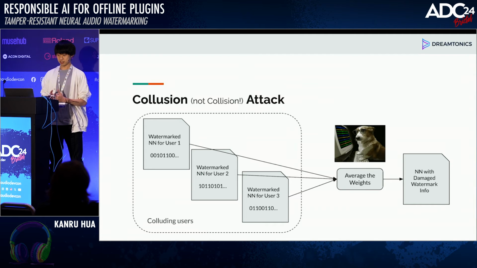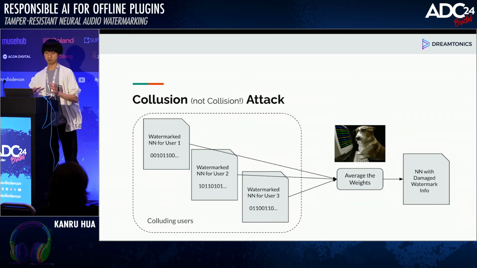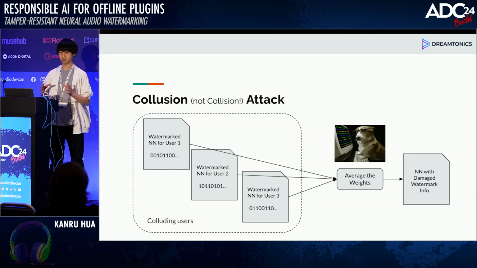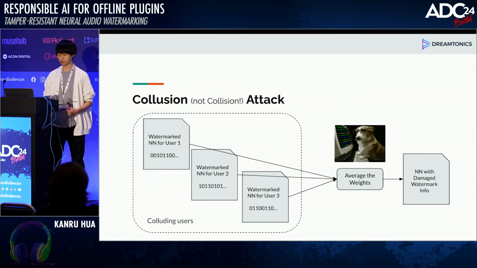The collusion attack means there could be more than one malicious user colluding together. Each of them gets a different neural network, and then they gather their networks together, take all the weights and take the average of all the networks. Since the way we're generating the watermarks is random, there's a good chance that the average neural network is still somewhat usable. But now, because they're all averaged, obviously the watermarks are gone, or damaged.